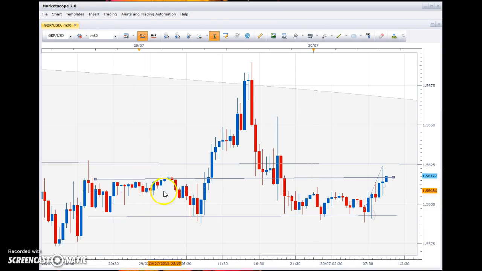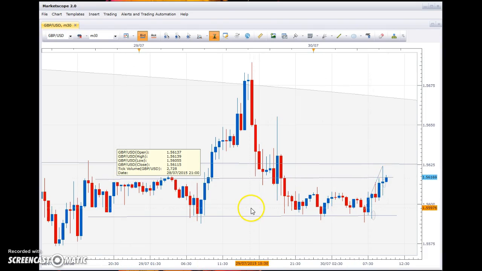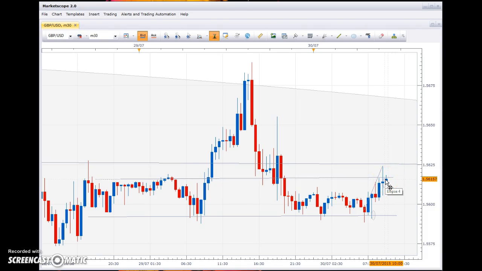Okay, but the shape is essentially there's a shoulder and there's a head and another shoulder below this, which is called the neckline. So we're back down, and this basically is telling us that from this point on we could go anyway, because we either continue ranging or we have another break to the upside, or possibly we actually go and break to the downside.